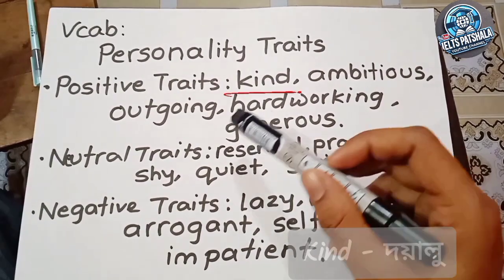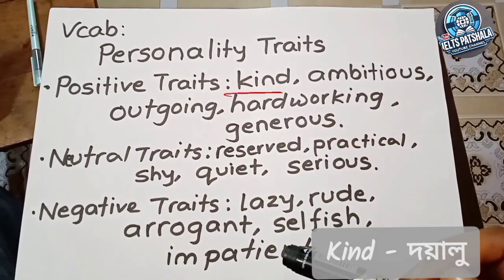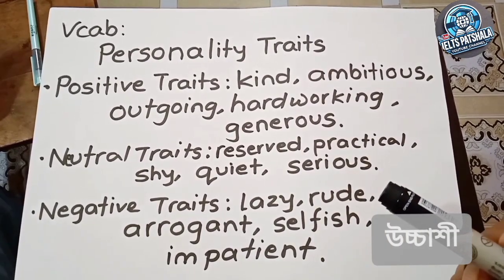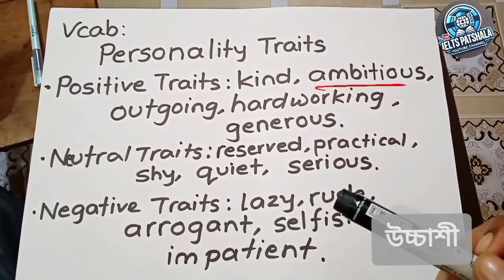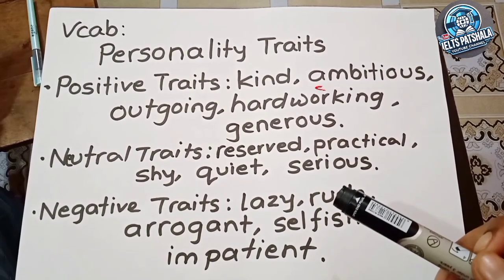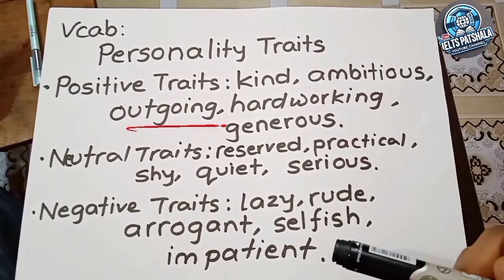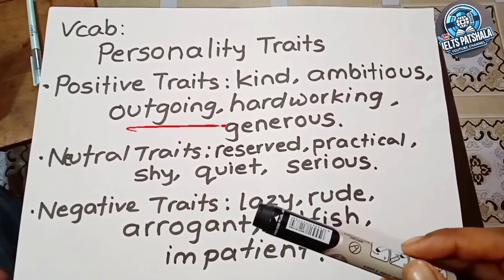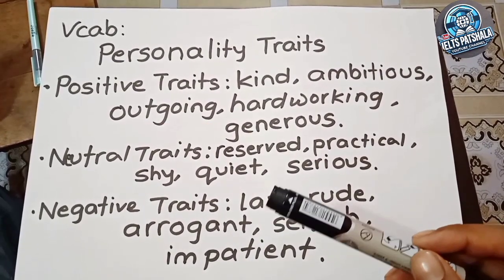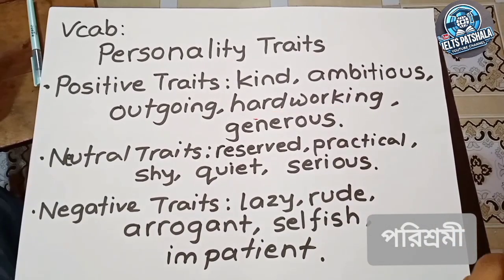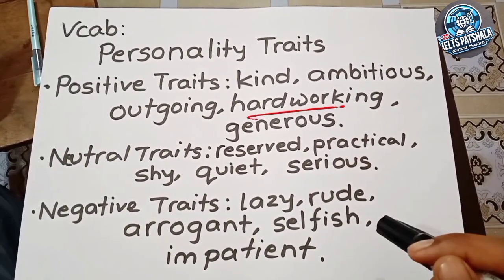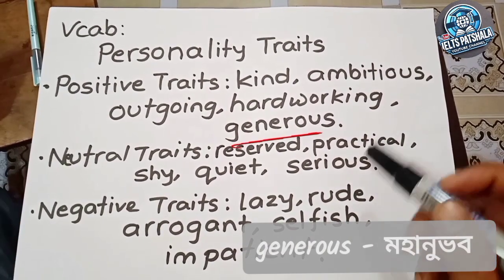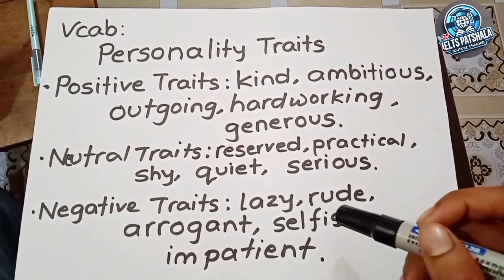Kind means someone who is caring and considerate. Ambitious is used for someone who sets high goals and works hard to achieve them. Outgoing means someone who is friendly and loves socializing. Hardworking describes a person who puts in a lot of effort, and generous refers to someone who shares or gives willingly.